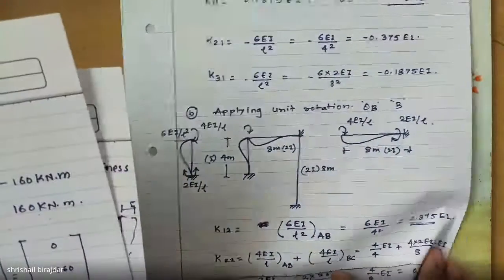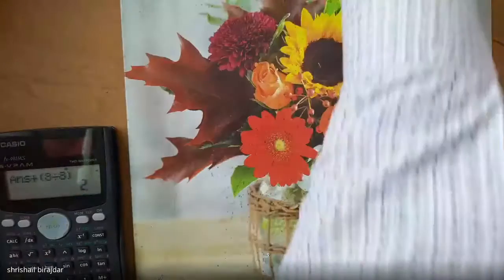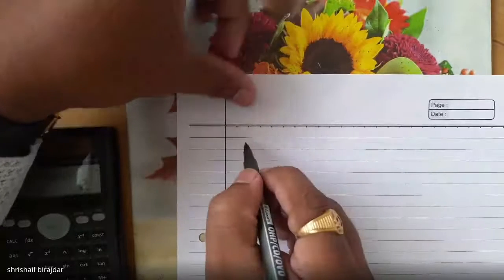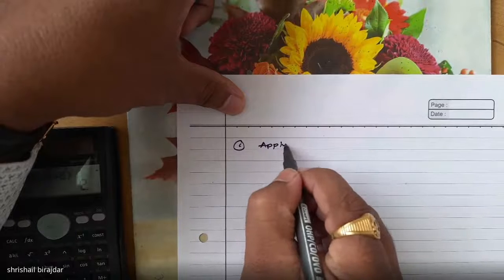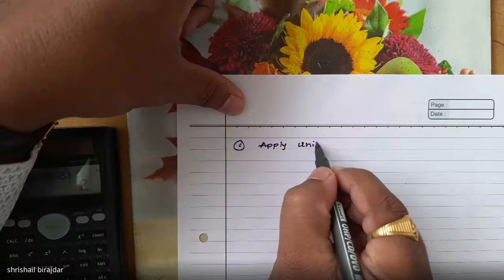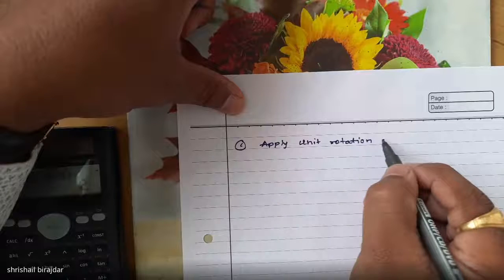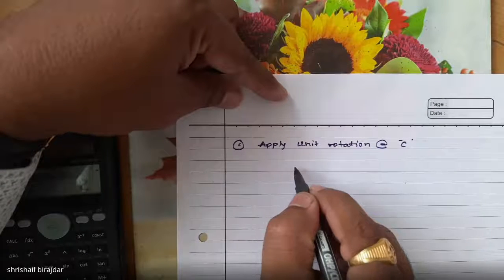Then next step, for finding out column 3, you need to apply unit rotation. I'm just writing here, you just see. Apply unit rotation at C. See here.